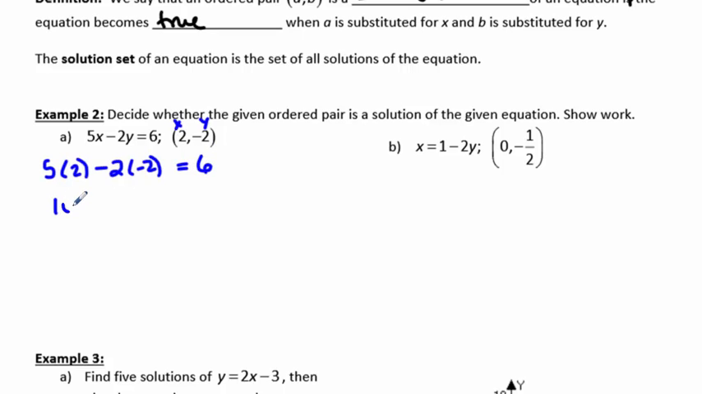5 times 2 is 10. These are two negatives, which are going to give us a positive, plus 4, equals 6. So this is false. So the ordered pair 2, negative 2 is not a solution to this equation.